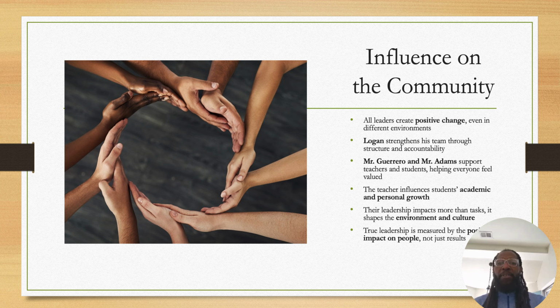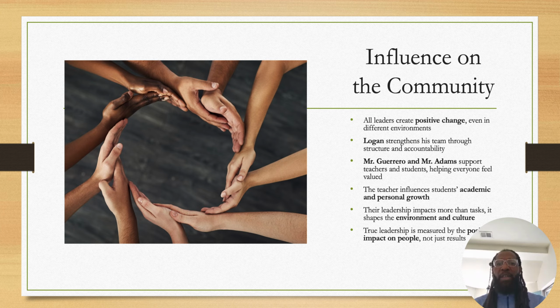In a school setting, Mr. Guerrero and Mr. Adams influence teachers and students by providing support and making sure everyone feels valued. The teacher also impacts her or his students by helping them grow both academically and personally.